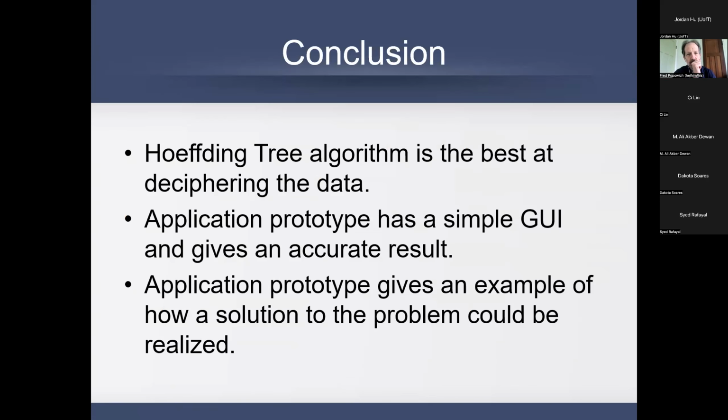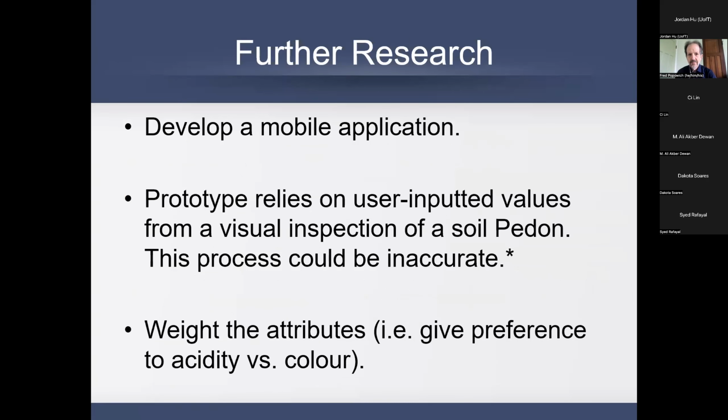So, conclusion. Well, obviously, the Hoeffding tree algorithm was the best at deciphering the data, and the application prototype is simple and it gives an accurate result. And the prototype gives us an example of how a solution to a problem could be realized. There's a bunch of further research that one could do. You could develop a mobile application. There's a couple other issues that I found that could be rectifiable. But all in all, for an undergraduate research paper, I had a lot of fun with it. And yeah, that concludes my presentation.